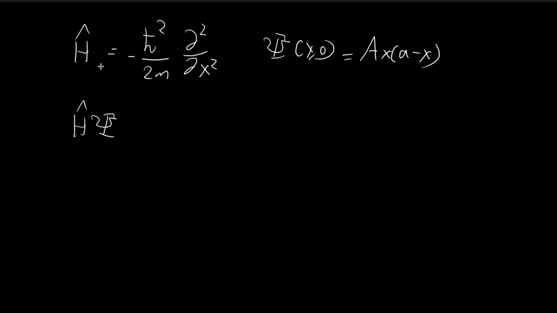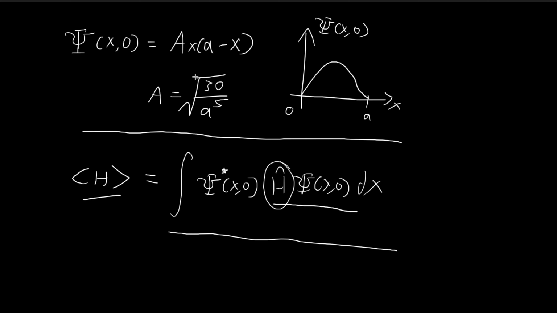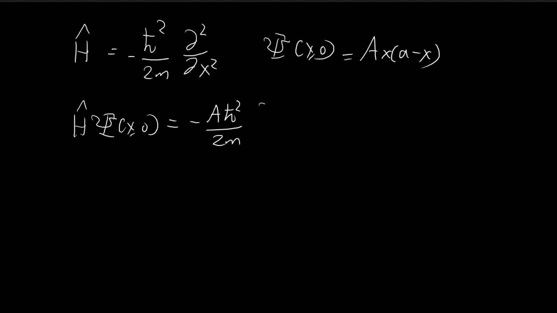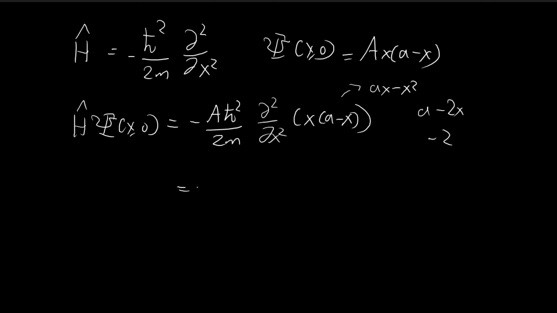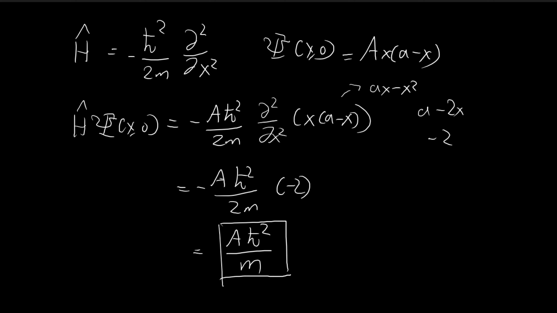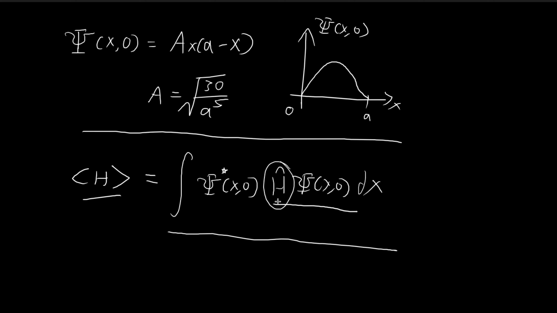If we apply the operator to our initial wave function, first of all I can pull out the constants. I'm not going to write out A, so you know that A is equal to this. I'm just going to use A for convenience's sake. Then we differentiate this 2 times. This is just ax minus x squared. You differentiate it once, you get a minus 2x. You differentiate it again, you get minus 2. So in the end, canceling out, you get A times the reduced Planck constant squared divided by m. So this is one important result. We found what this component should be.